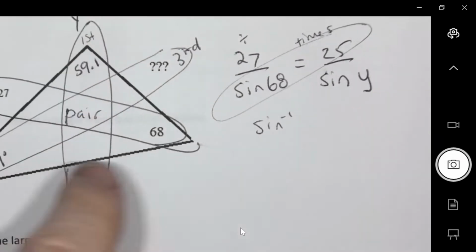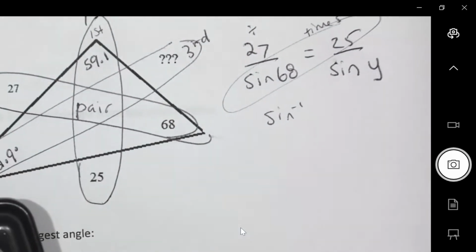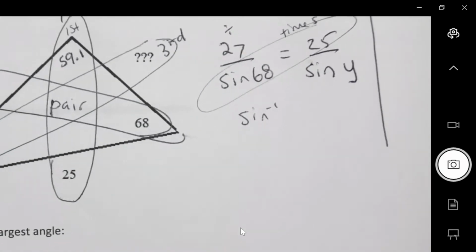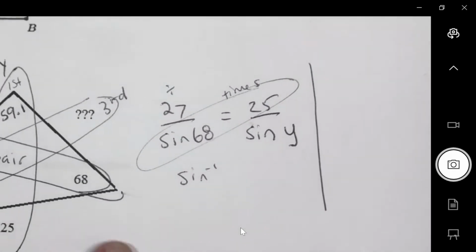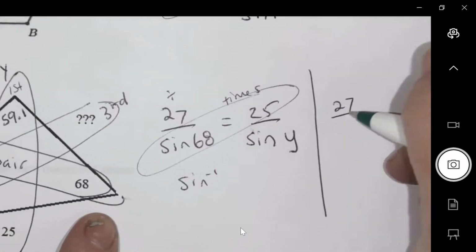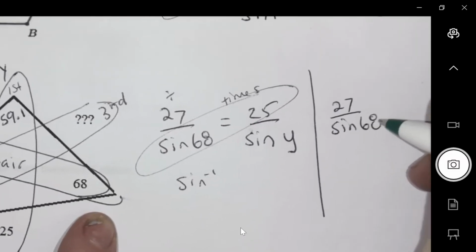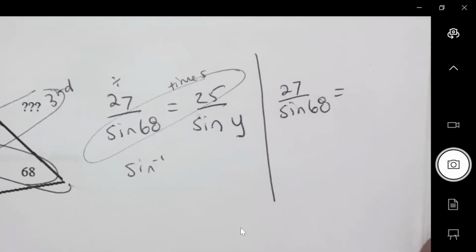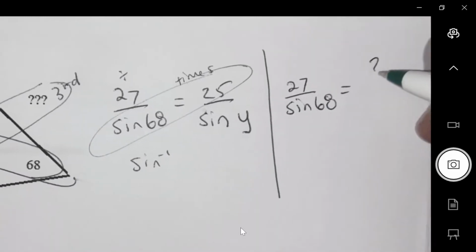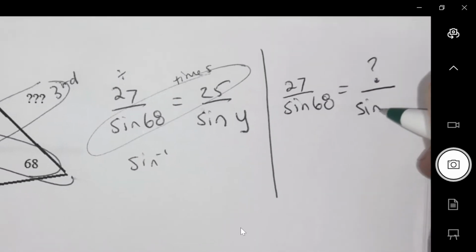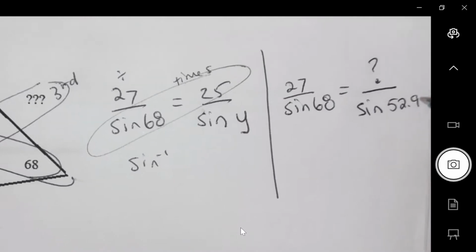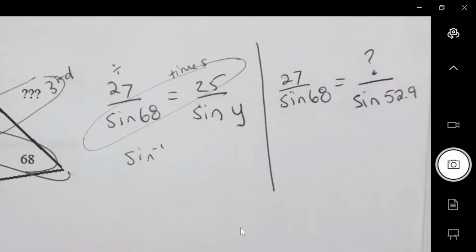So I had to think what adds up to 180. Okay, I'm going to repeat this. So I'm going to use the original pair. So 27 and sine 68. That's the original pair. And now I have the angle across from it, the 52.9.